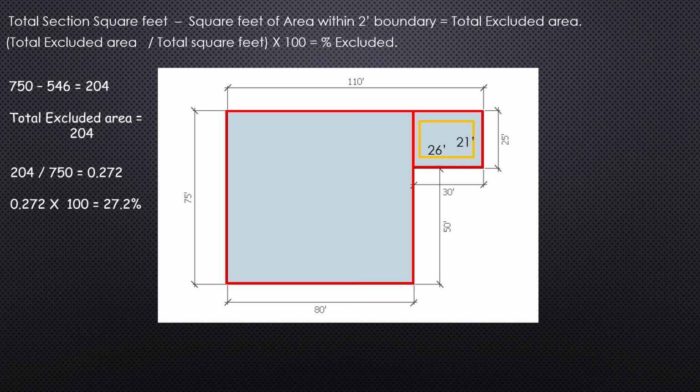Do you remember one of the run rules? One of them said that the area to be excluded using the 2-foot boundary rule does not exceed 25% of the test area. Well, in this case, it does. So, the 2-foot boundary rule no longer applies.